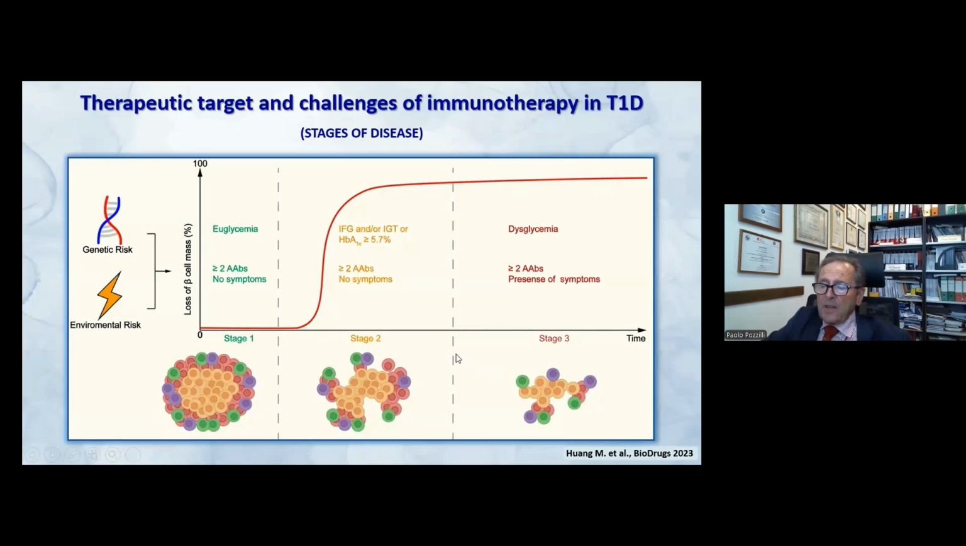Now, based on this concept of stages of the disease and endotypes, what are the therapeutic targets and the challenges of immunotherapy in type 1 diabetes? We can intervene at stage 1, we can intervene at stage 2 of prediabetes, and we can intervene at stage 3. And this, of course, is related to different stages of beta cell destruction. So by intervening in this phase, we can actually try to prevent full destruction of beta cells. And if we intervene later, when we have dysglycemia already diagnosed with early diagnosis of type 1 diabetes, we may have other approaches to try to prevent the further destruction of the remaining beta cells.